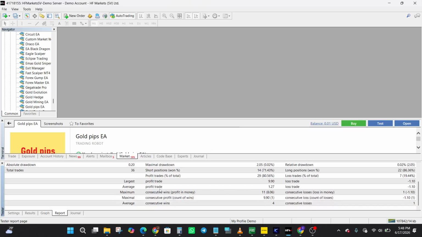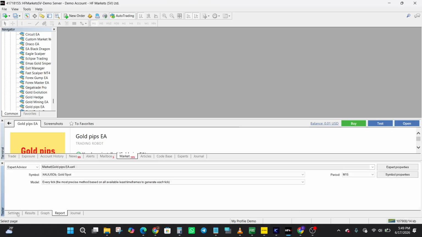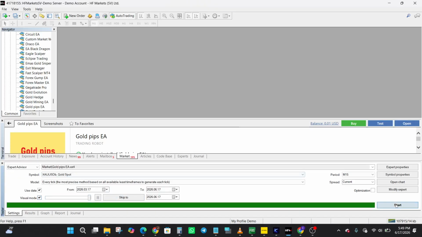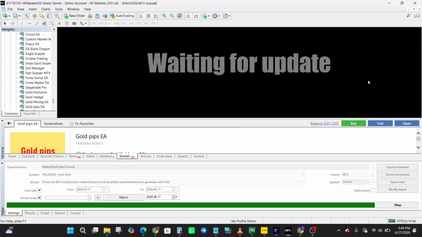Then here I can see that the largest profit was $9.9, the largest loss was $1.1, the average profit was $1.27, and the average loss was $1.1. So that means the risk to reward ratio is actually fair. It's not excellent per se, but well, it's manageable, I guess. So let us also turn on the visuals and see the EA in action.